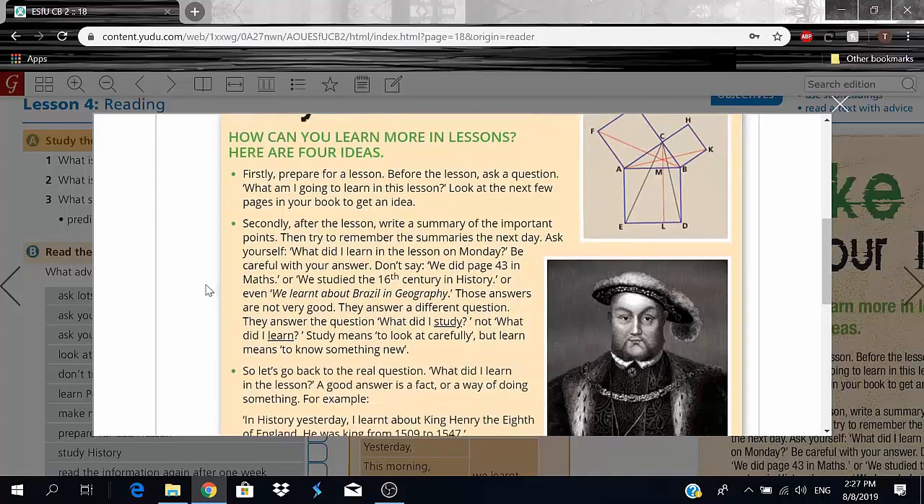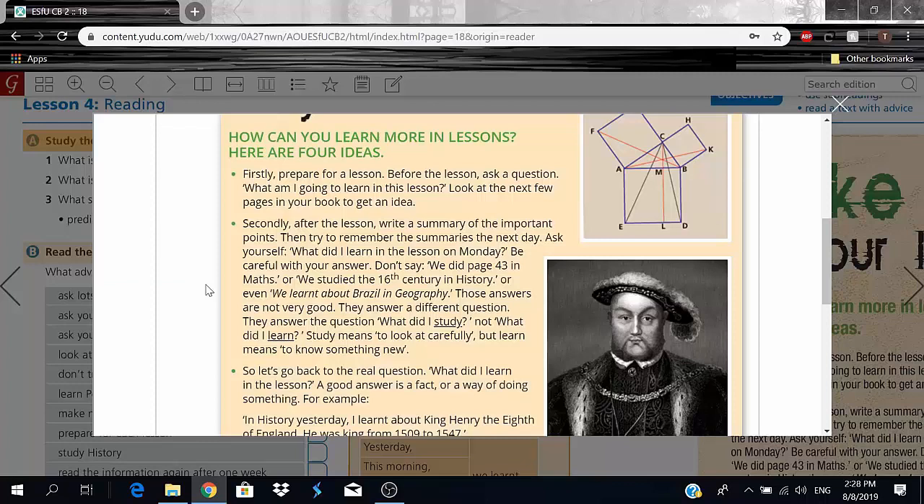Secondly, after the lesson, write a summary of the important points. Then try to remember the summaries the next day. Ask yourself, what did I learn in the lesson on Monday? Be careful with your answer. Don't say, we did page 43 in math, or we studied the 16th century in history, or even, we learned about Brazil in geography. Those answers are not very good. They answer a different question. They answer the question, what did I study? Not, what did I learn?